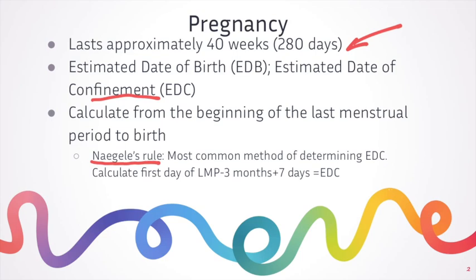So what you're going to need to know is the client's first day of her LMP. LMP stands for last menstrual period. So you're going to get that first date, then you're going to subtract the 3 months and add 7 days, and that will tell you when they're due, okay?